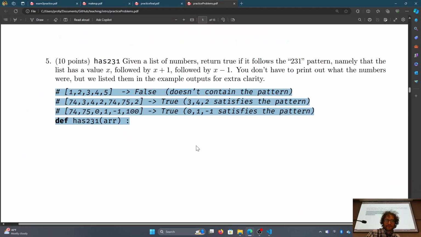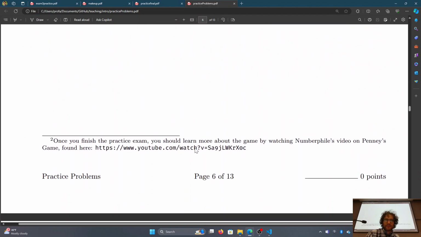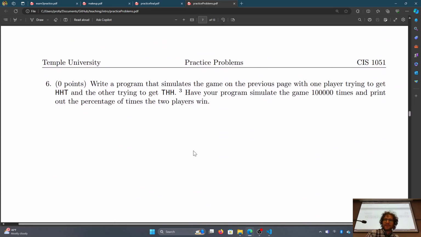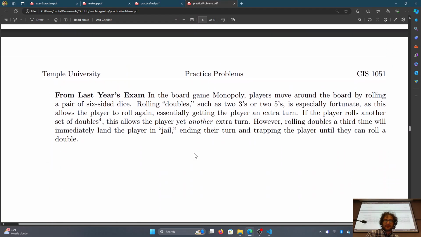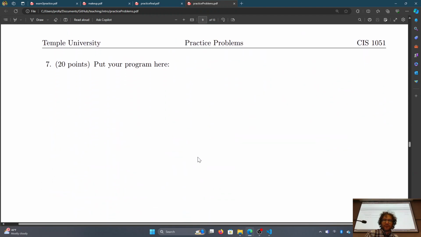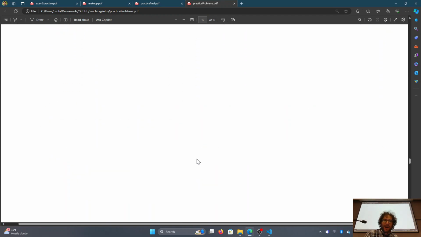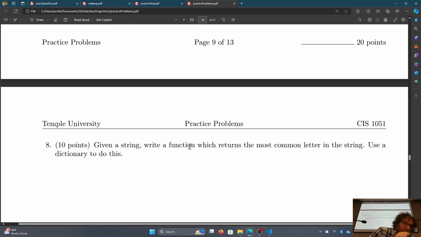Next problem. So we've gone over this one, the penny game. We did that. And we went over the Monopoly game, which happened a while ago. All right. Given a string, write a function that returns the most common letter in the string. Use the dictionary to do this.